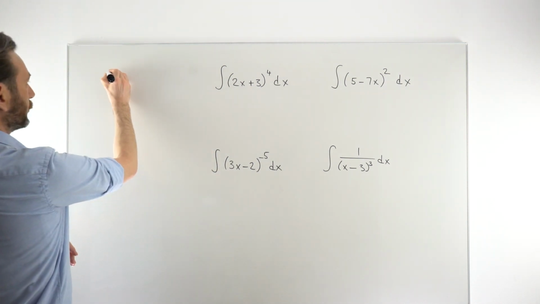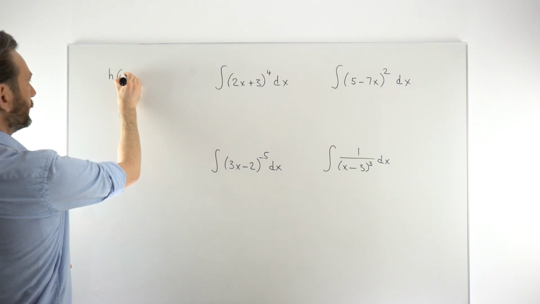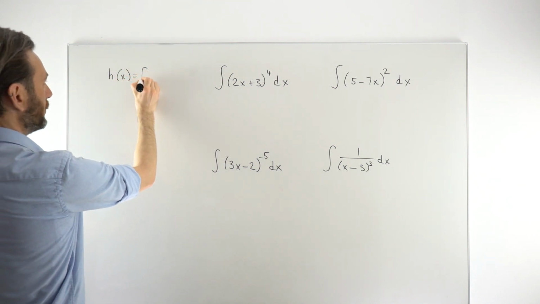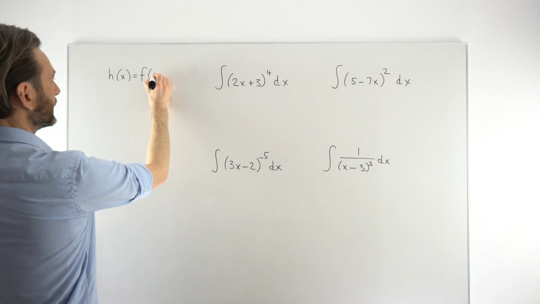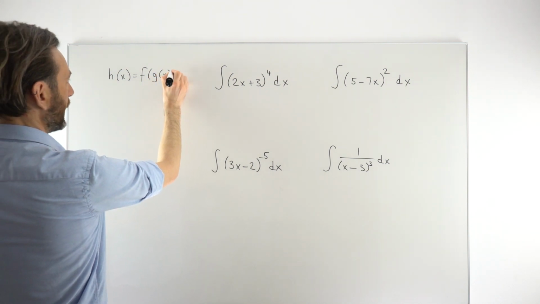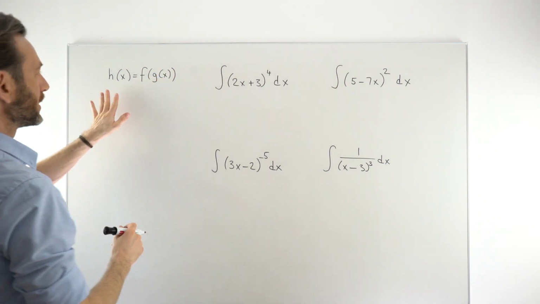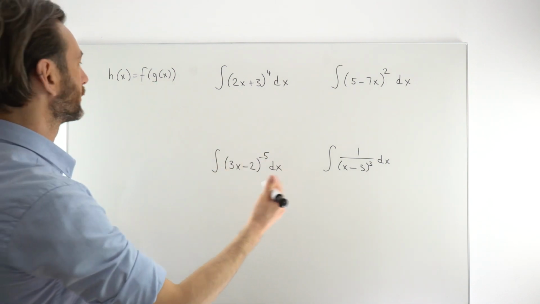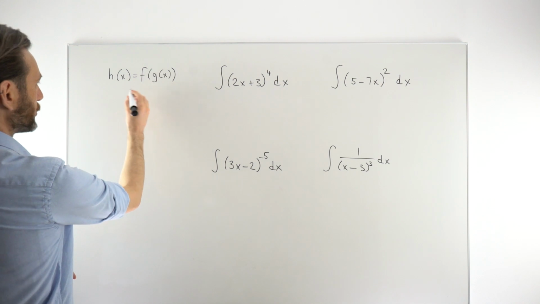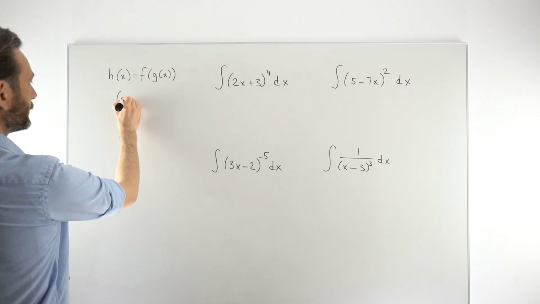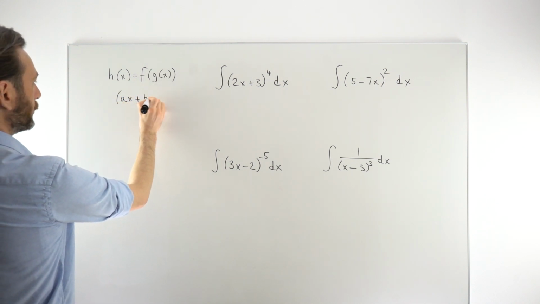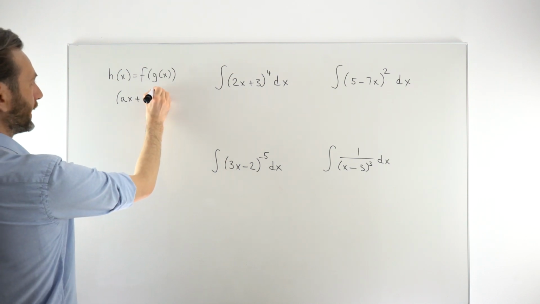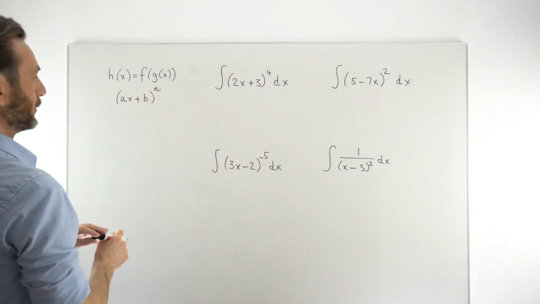A composite function, remember, is some function h of x, which is made up from the composite, so sticking together basically two functions, say f and g. But in reality, that's not what the functions look like when we come to differentiate or integrate them. Normally, with this question type, you see a composite function in this form: some polynomial inside a bracket with a power on the outside.